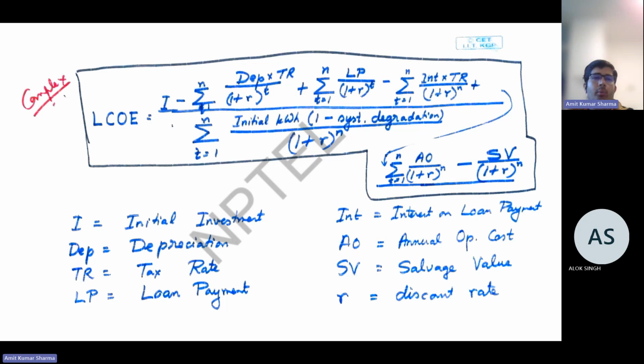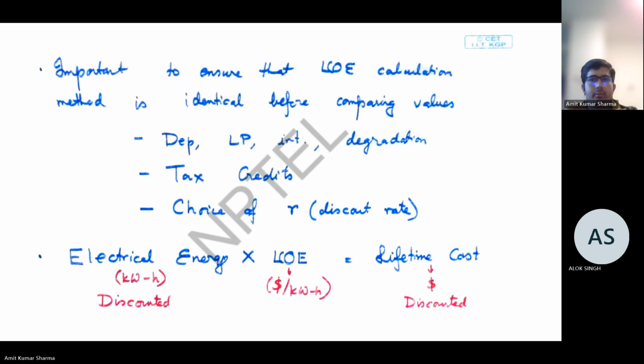This one is more complex. In this we are also considering the depreciation, the tax rate, loan repayment, interest on loan payment, annual operating cost, salvage value, and discount rate. For more detail, you can refer to the class notes. We can also consider tax credits, discount rate and so on. So basically, electrical energy multiplied by the LCOE gives the lifetime cost.